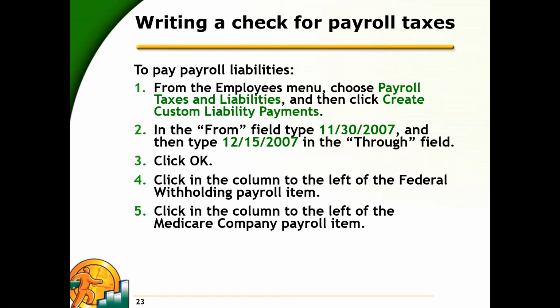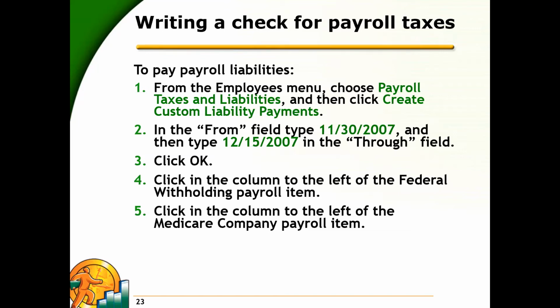To pay payroll liabilities, from the Employees menu, choose Taxes and Liabilities, and then click on Custom Liability Payments. Again, the specified dates that I'm using here relate to month-end dates. So in the From field type 11/30/2007, and then type 12/15/2007. This is the range by which the system will then review.